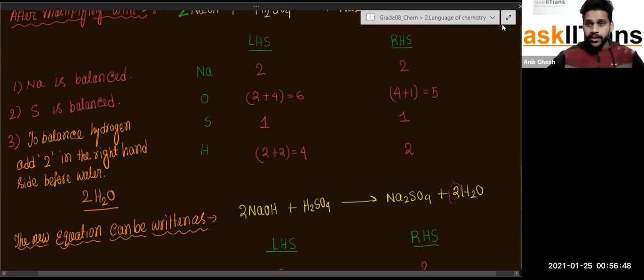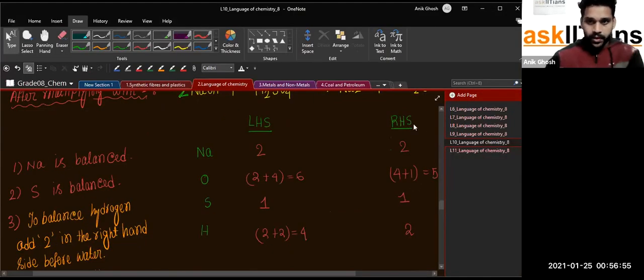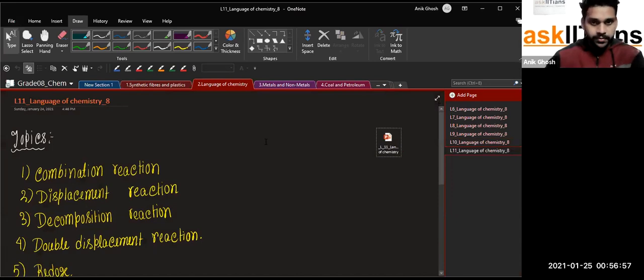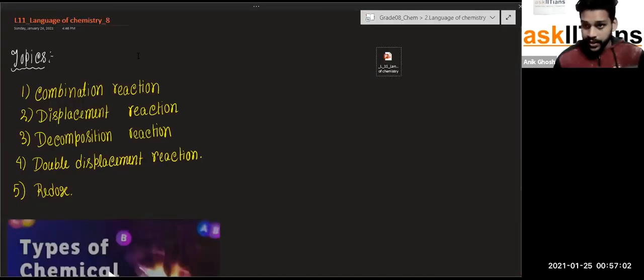Now let's go back to our today's lecture plan. Language of chemistry, 11th lecture, right? There we are going to discuss the combination, displacement, decomposition, double displacement, and redox reactions. So this is nothing but different types of reactions. Today we are going to discuss the types of reactions.